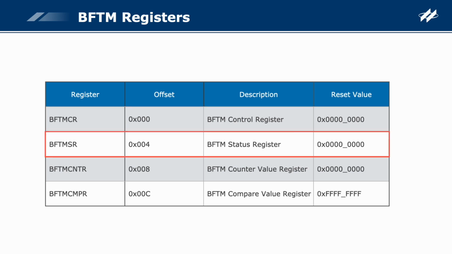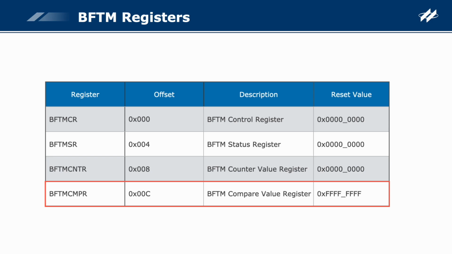The BFTM status register is used to specify the BFTM interrupt status. The BFTM counter value register is used to set the BFTM counter value. The BFTM compare value register is used to set the BFTM compare value.